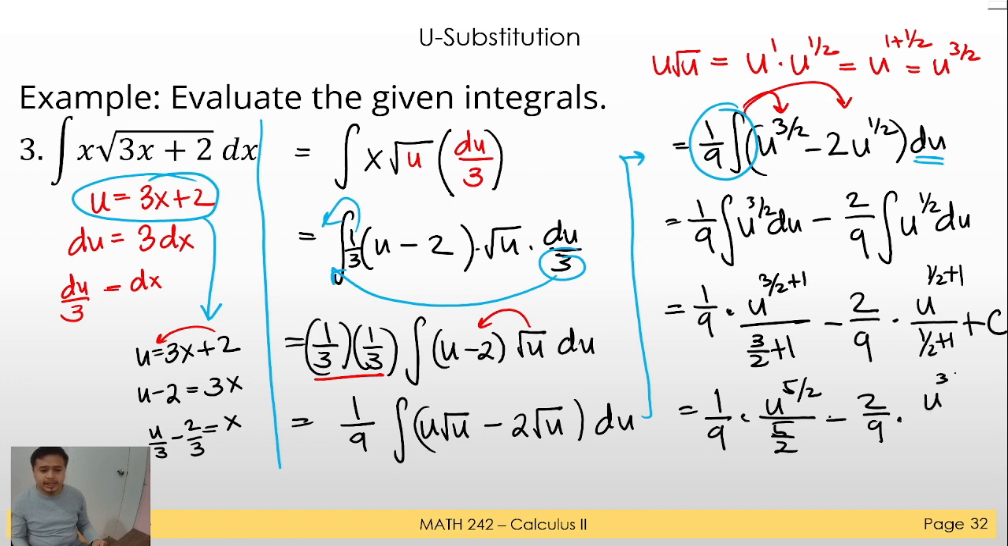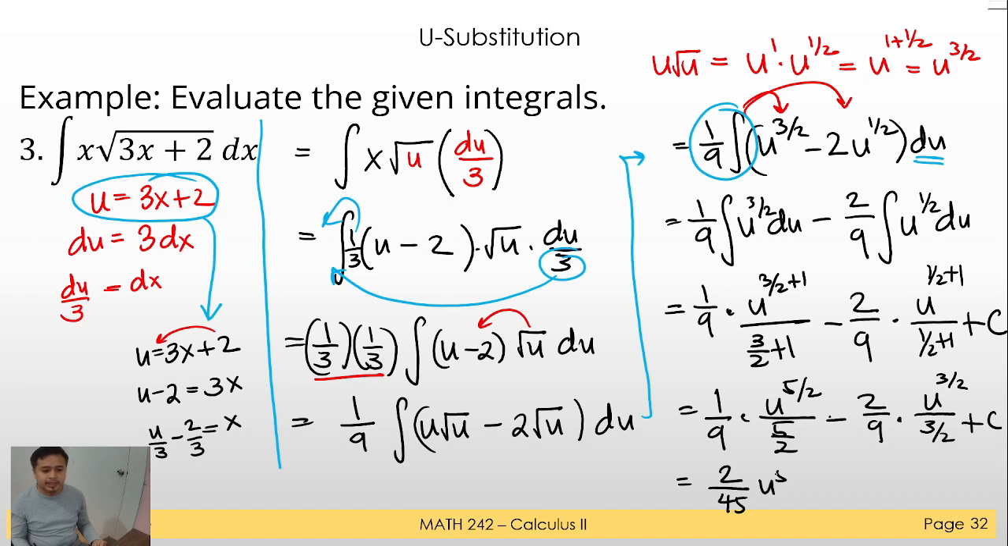And then u raised to 3 halves over 3 halves plus c. Simplifying this, we have to reciprocate this, no? So the reciprocal of this is 2 over 5. So we have 2 over 5 times 9. So 5 times 9 is 45. So I'll just put here 45.